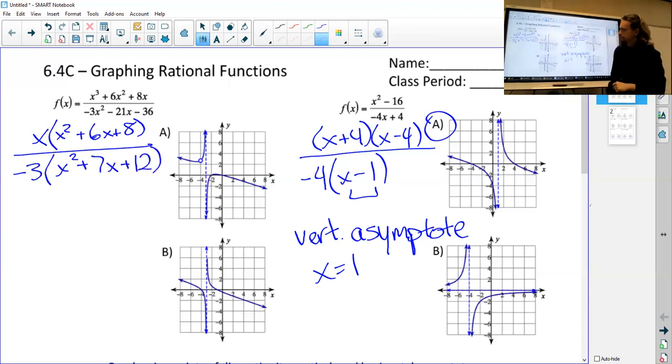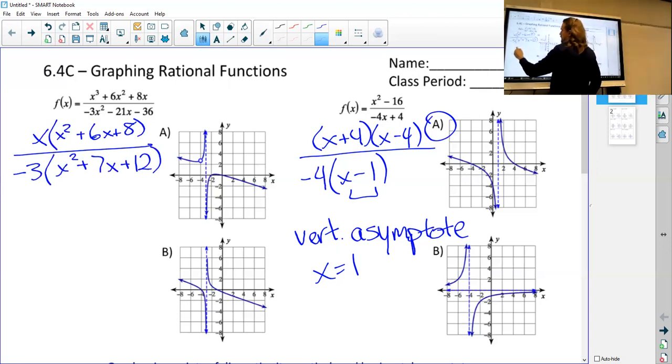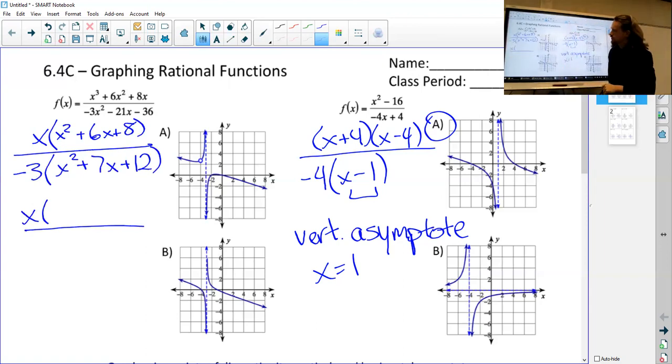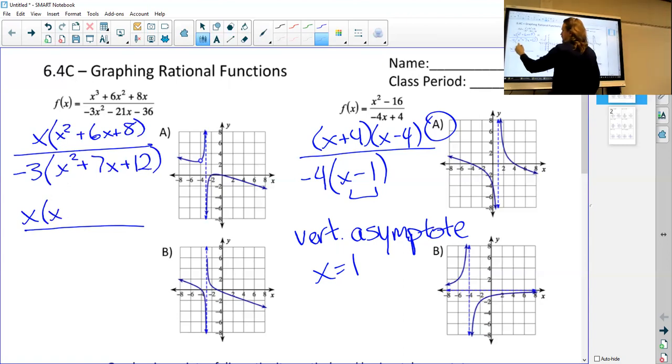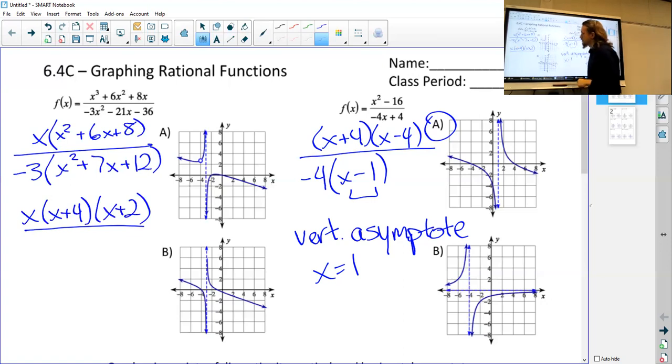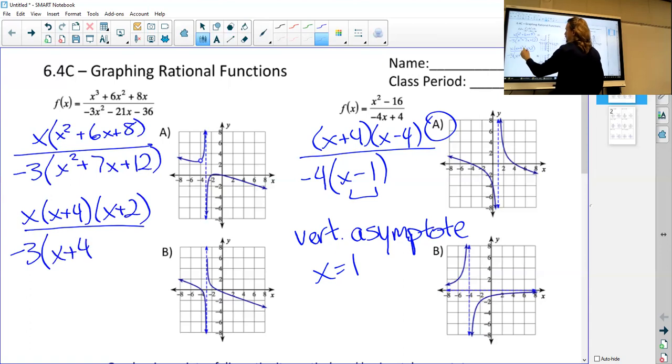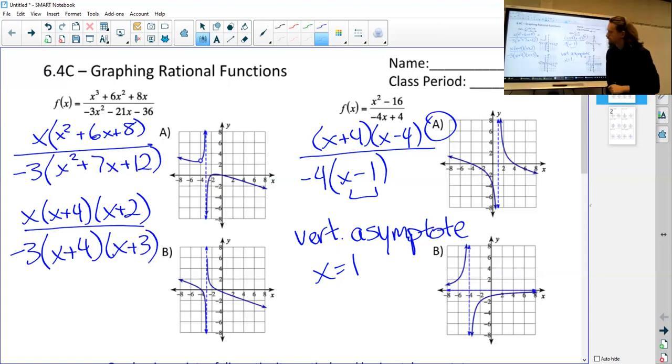Okay. So now I have a couple of factorable quadratics here. So on top, I'm going to have x times, let's see, x squared, 6x, and 8. So that's going to be x plus 4, x plus 2, right? 4 times 2 is 8, 4 plus 2 is 6, that works. On the bottom, it's going to be -3, let's see, 7 and 12. So that's going to be x plus 4, x plus 3. Okay, let's see, 4 times 3 is 12, 4 plus 3 is 7, that works.